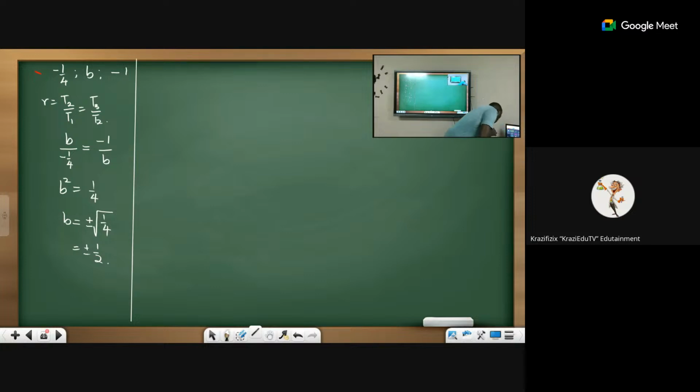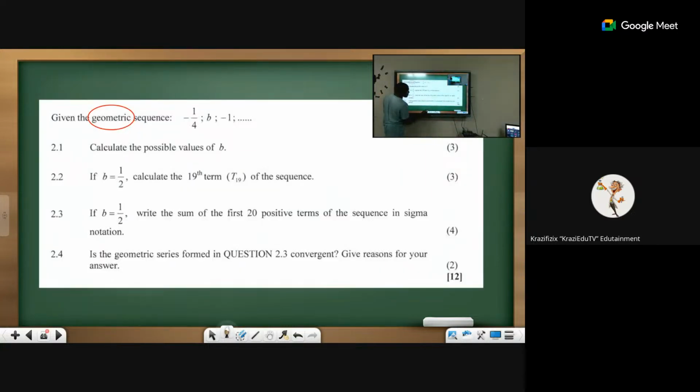Crazy. It's not 1 over 2. It's plus or minus. Please always read the question. Let me show you something. Emphasis. It's hidden. All right. Now look at number 2.